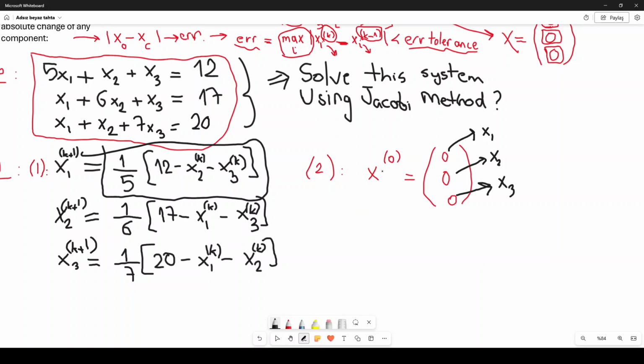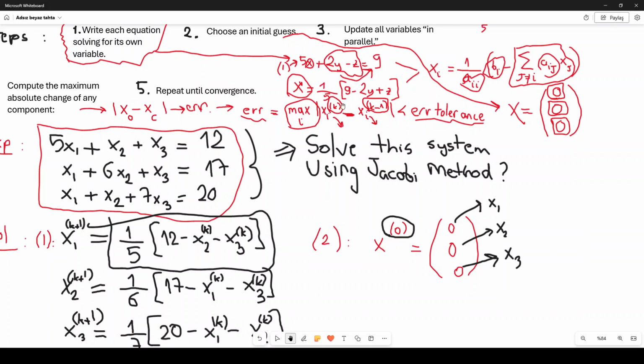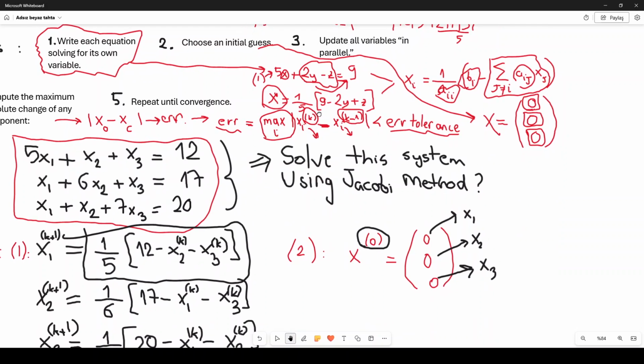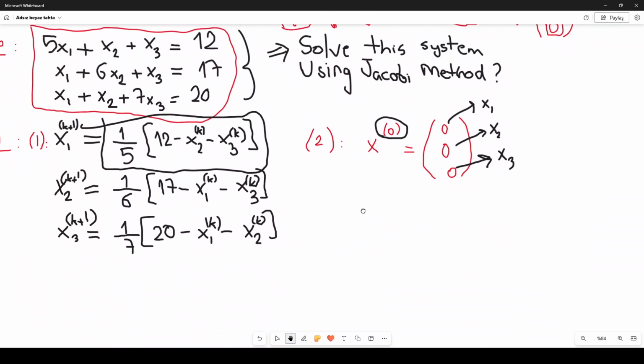Because this is just the start. You see here this 0 to the power of x represents the number of iteration, and 0 means the beginning, the very first, before the first iteration, the beginning value. And when we take the value k equal to 0, what does it mean? Okay, now let's start the iteration. After choosing an initial guess, we start our computation. We are ready to start our computation process.